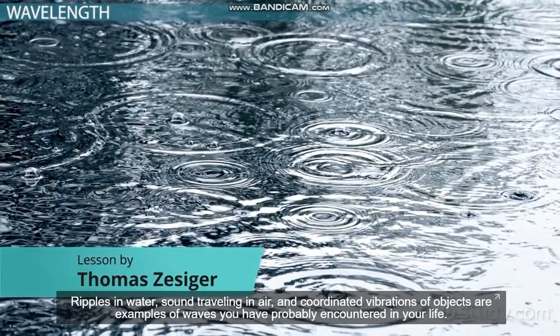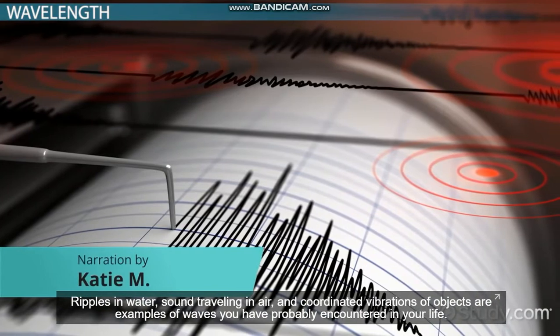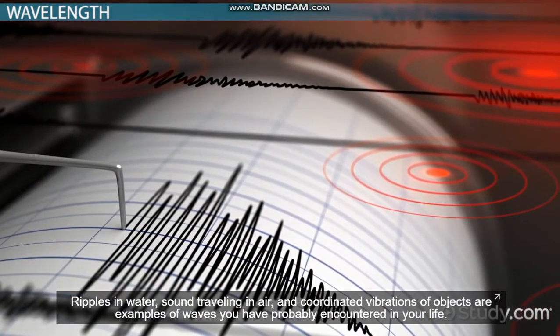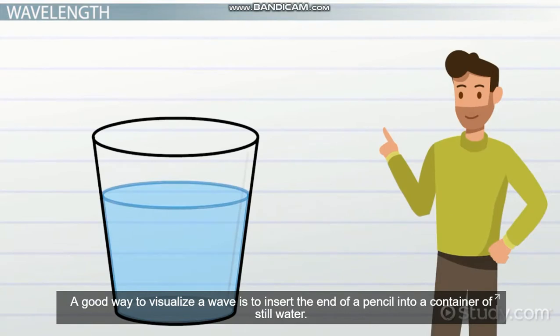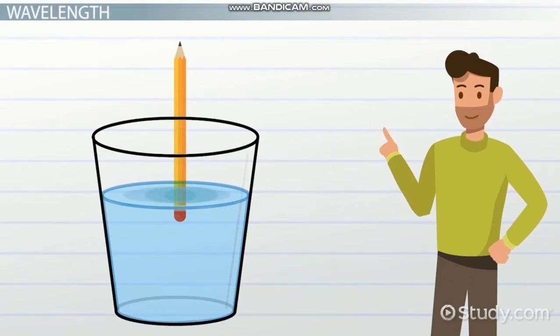Ripples in water, sound traveling in air, and coordinated vibrations of objects are examples of waves you've probably encountered in your life. A good way to visualize a wave is to insert the end of a pencil into a container of still water. The surface of the water is disturbed, producing ripples or waves.